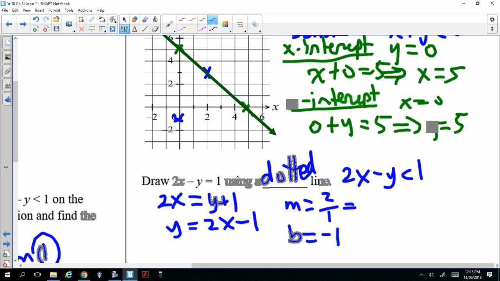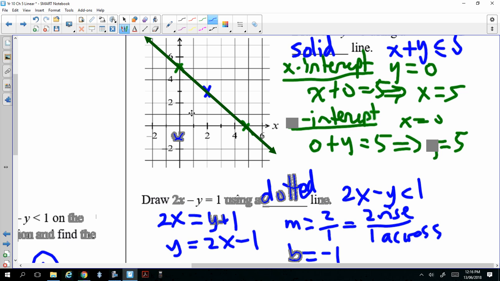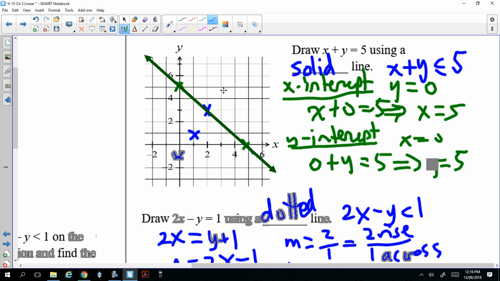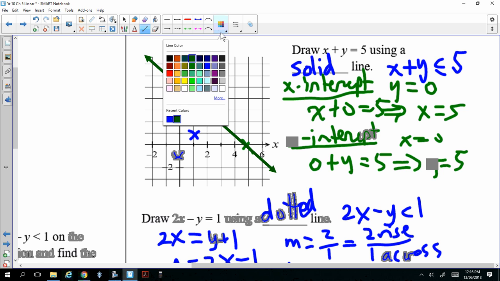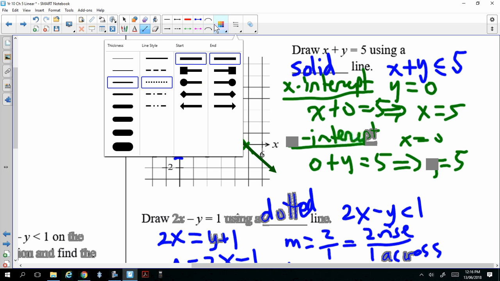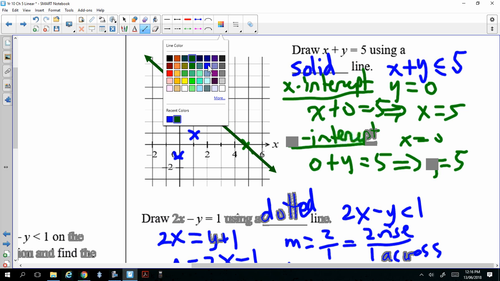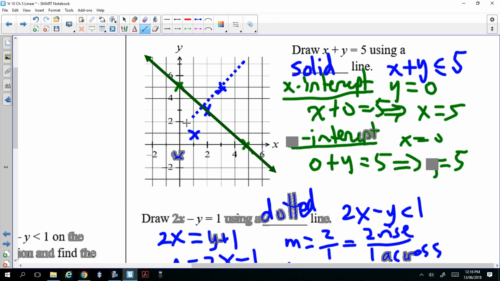So you go 1 across, 2 up, and you get this point. 1 across, 2 up again, which is the same point of intersection. 1 across, 2 up, and you get a line, which I can draw using a dotted line this time. So I choose dotted, choose the color blue, and draw it like this. This one you have to use a dotted or broken line, and then put arrows on both ends. Done.